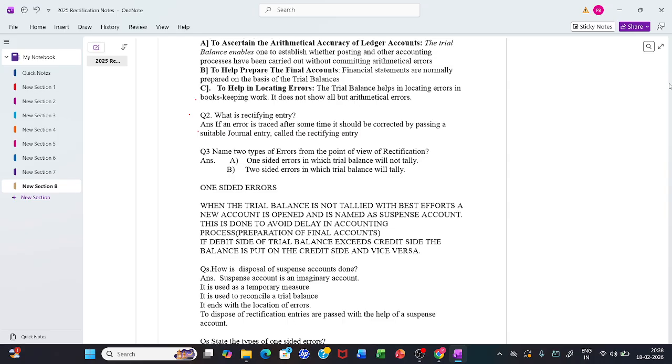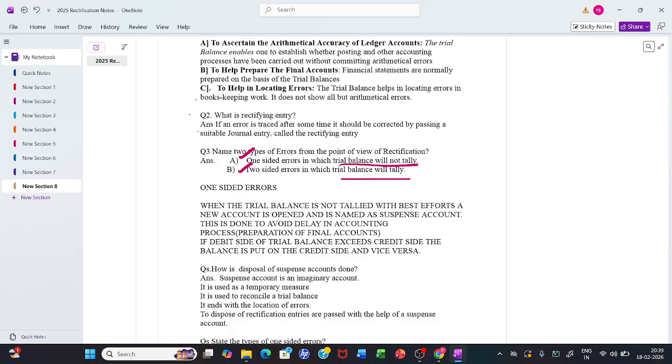So here also, if we commit an error, we need to rectify it. Now for rectification, we need to know two things: is that error reflected in the trial balance not tallying, or is our trial balance tallying and still someone tells us that there is an error. So there are two types of error, one-sided and two-sided. In one-sided, the trial balance will not tally, whereas in two-sided, the trial balance will tally, but still an error is there.